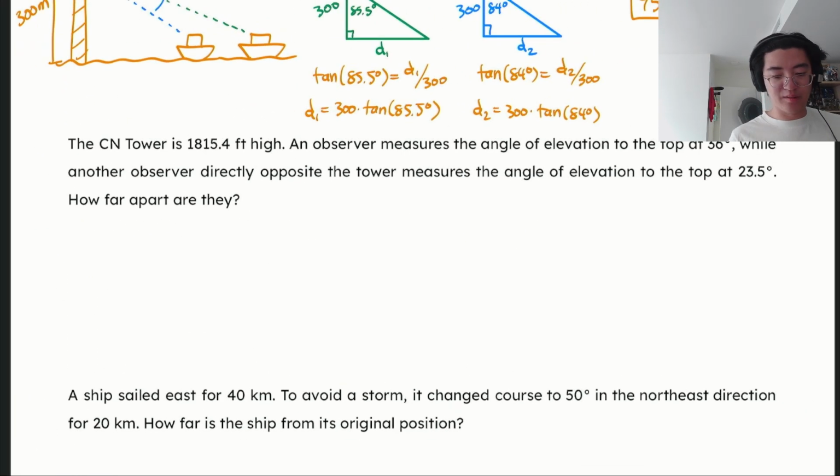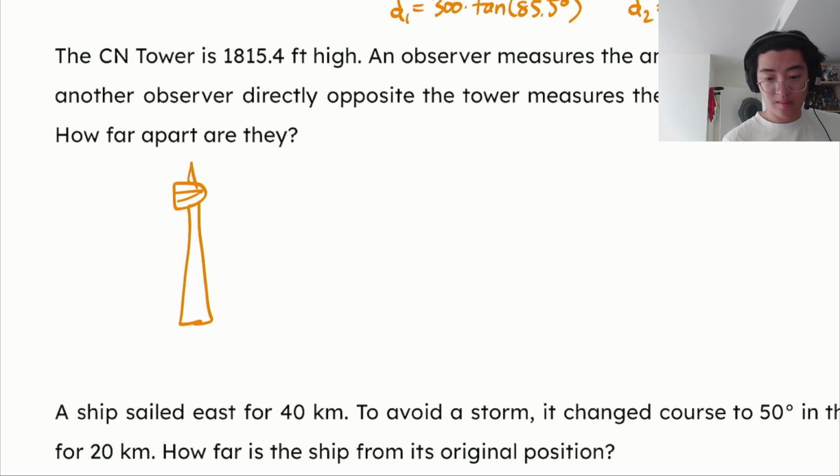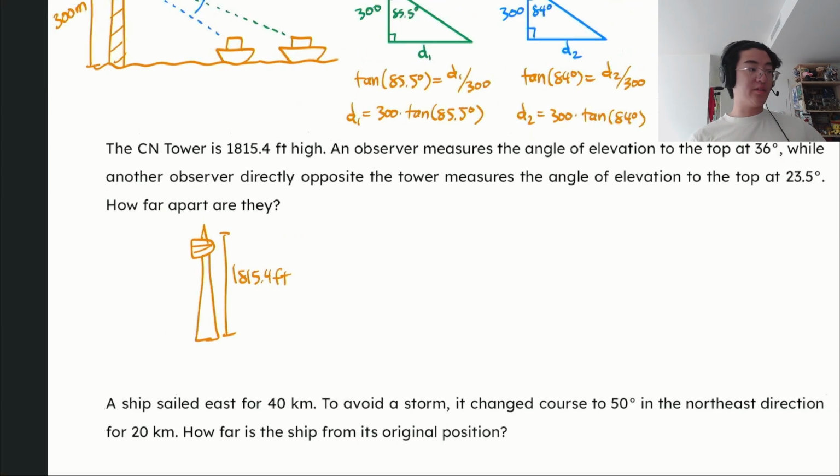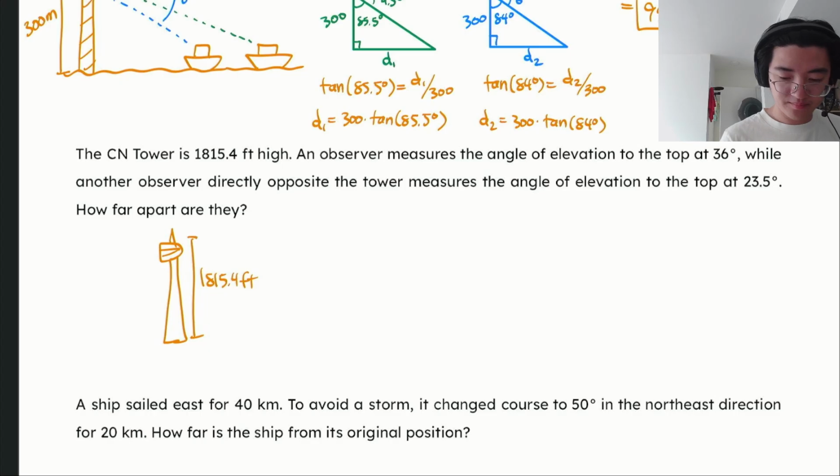Okay, CN Tower. Big tower in Toronto. Looks like this. Sure, why not? So it's this tall. An observer measures the angle of elevation to the top at 36 degrees, while another observer on the opposite side of the tower measures 23.5. I'm looking for how far apart they are.